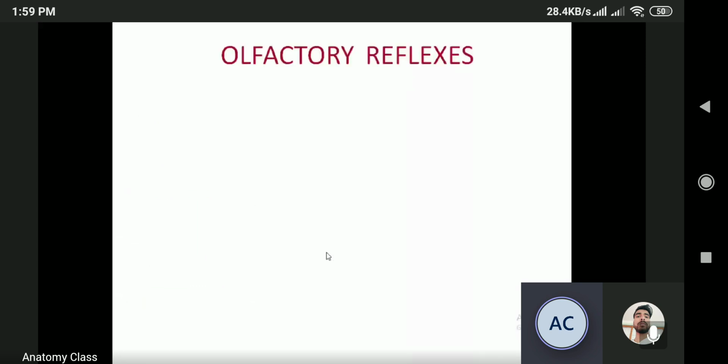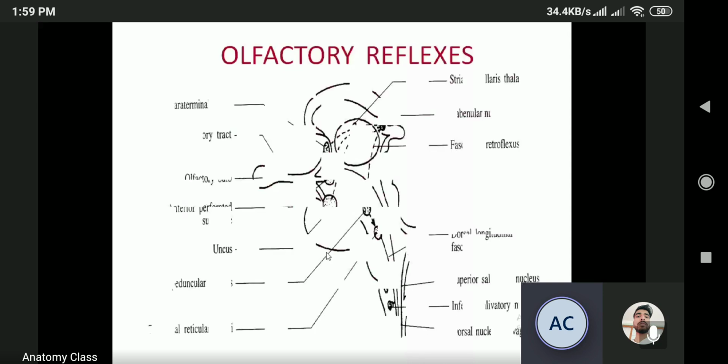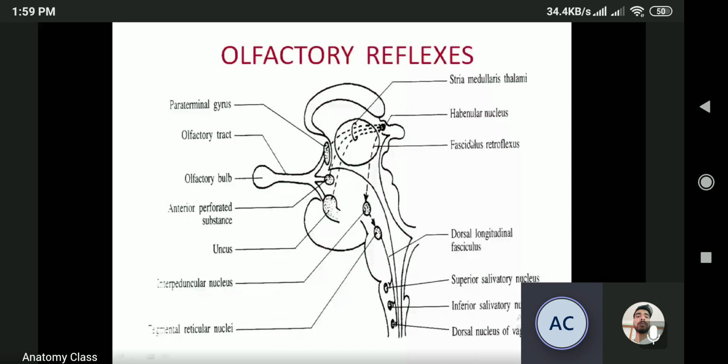Then talking about the olfactory reflex, we have all experienced that whenever we have just the smell or sight of some palatable food, we start to salivate, isn't it? The possible pathway of this olfactory reflex begins from the terminal end of the olfactory stria. So once again, here is the olfactory bulb, olfactory tract, and medial, intermediate, and lateral olfactory stria.